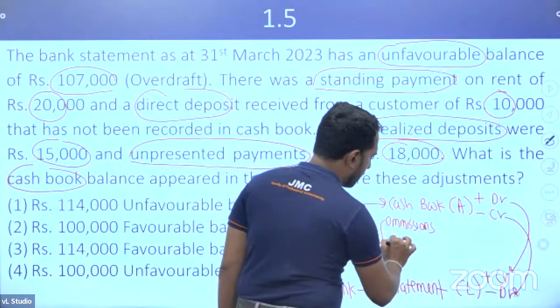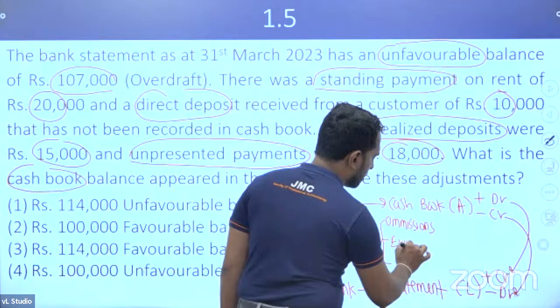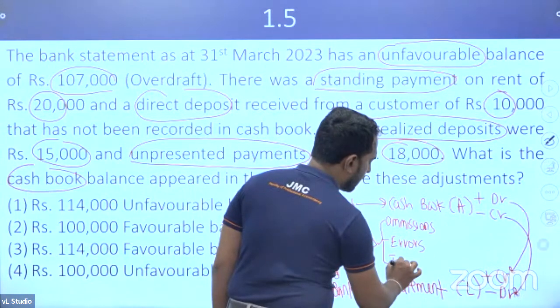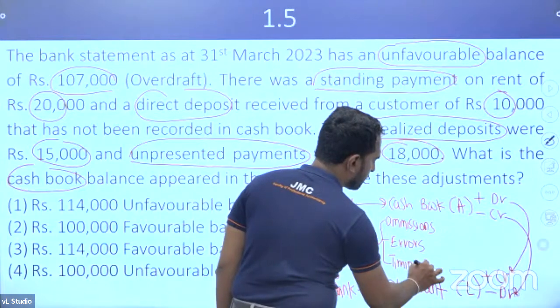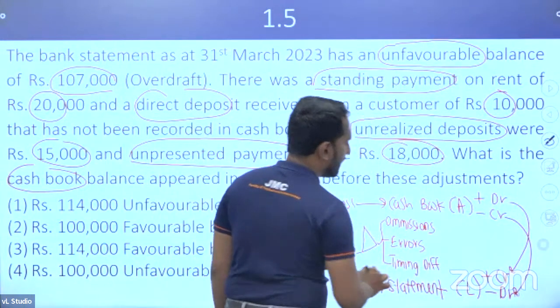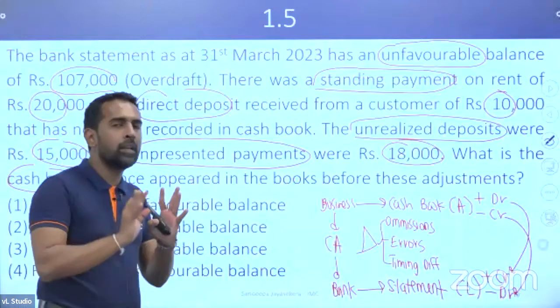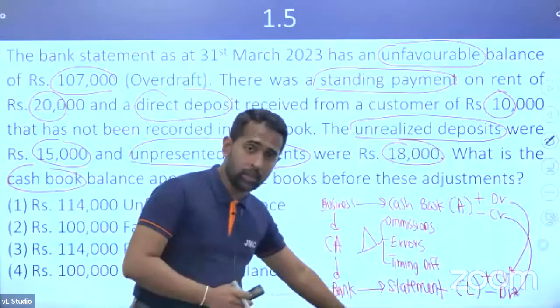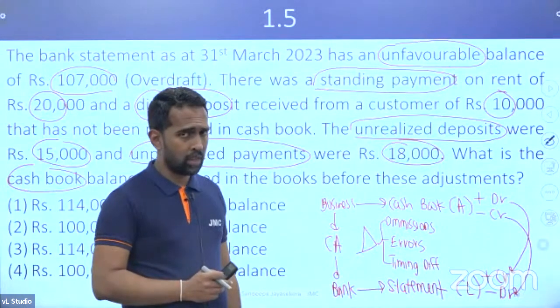Another type of difference is what we call errors. The third type of difference is what we call the time differences, or the timing differences. These are basically the three types of differences that can arise between the cash book and the bank statement.